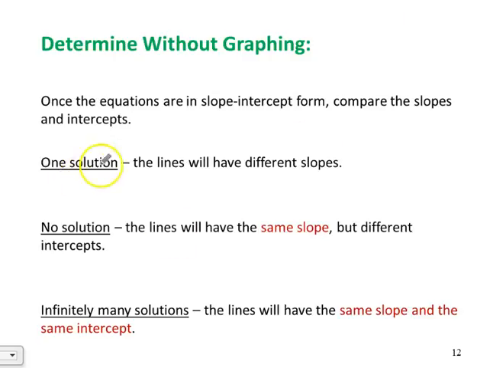So again, to determine the number of solutions, you can do that without graphing. You can do that by focusing on the slopes and the y-intercepts. If you have one solution, you're going to have lines that have different slopes. They're going to intersect somewhere.